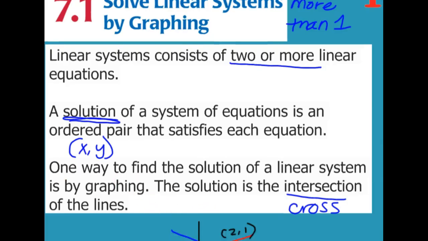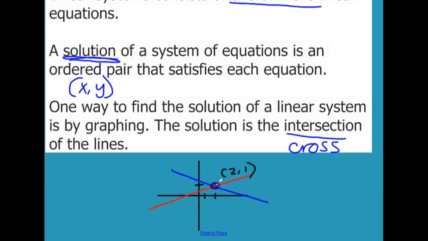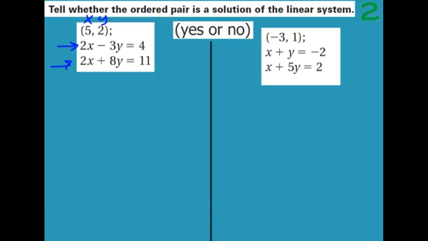So for our example back here, yes, if we plugged in the point 2, 1, it would work in both equations. But if we plugged in this point here, well, yes, it would work for the red line, but no, it would not work for the blue line. So that's not going to be our answer. So that's what they're asking us to do right here. So let's take x and y and plug them in.